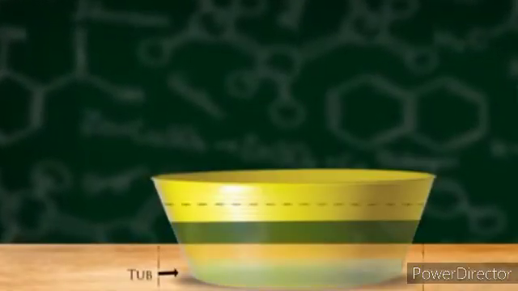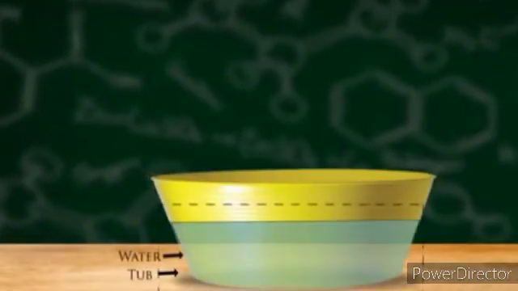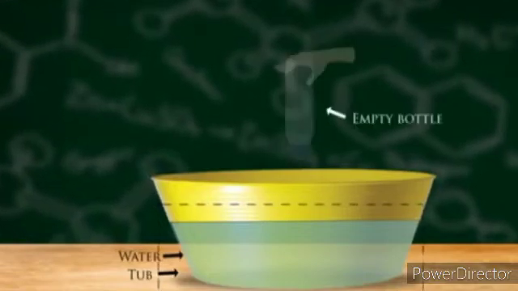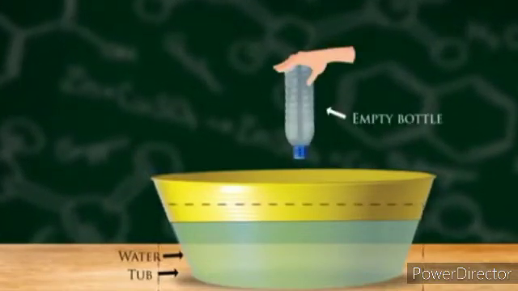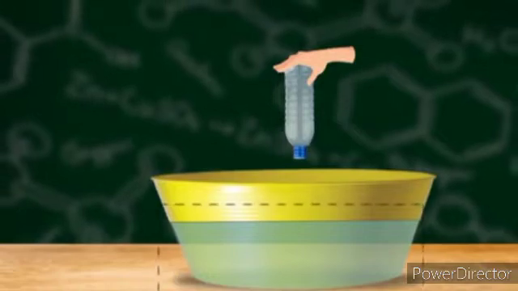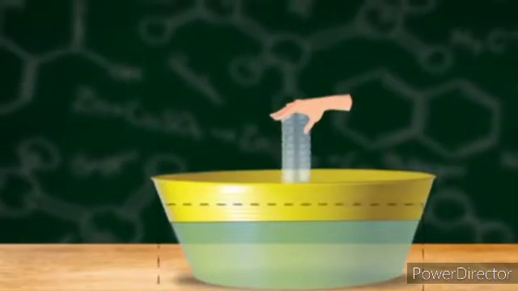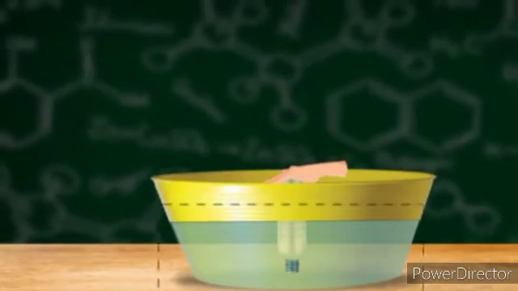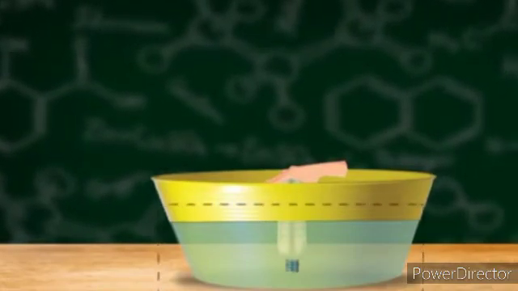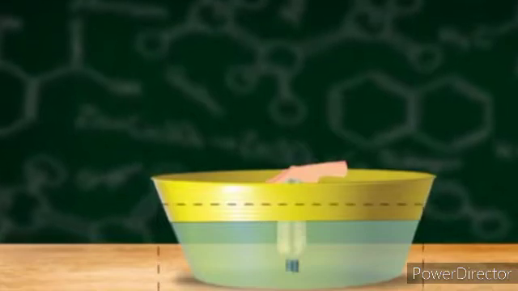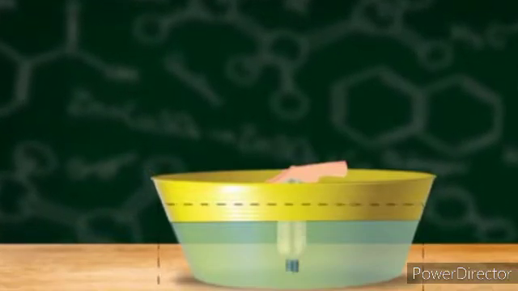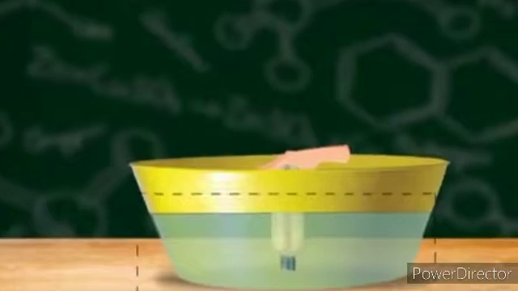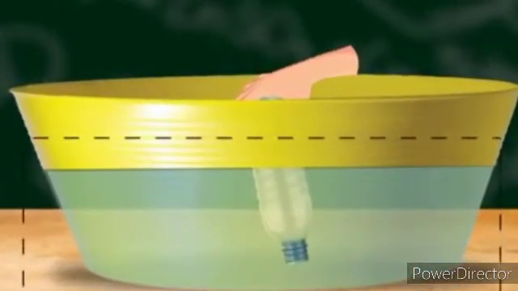Take a tub, half filled with water. Then take an empty bottle without lid. Turn it upside down and insert it into the water. Observe the bottle carefully. We find that water is not entering the bottle. That means there is air.